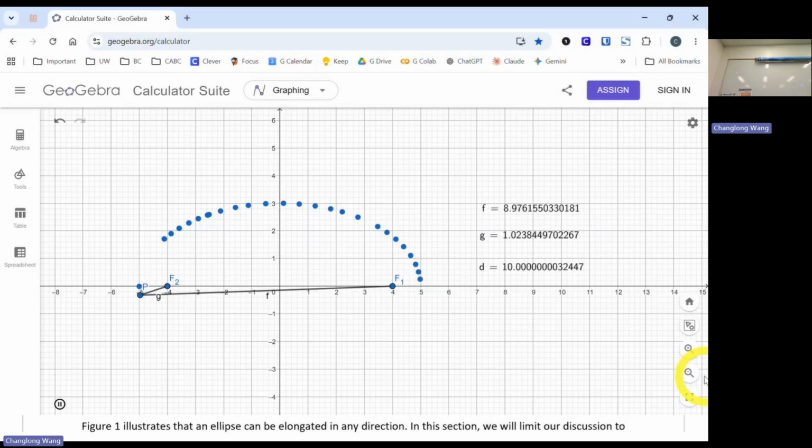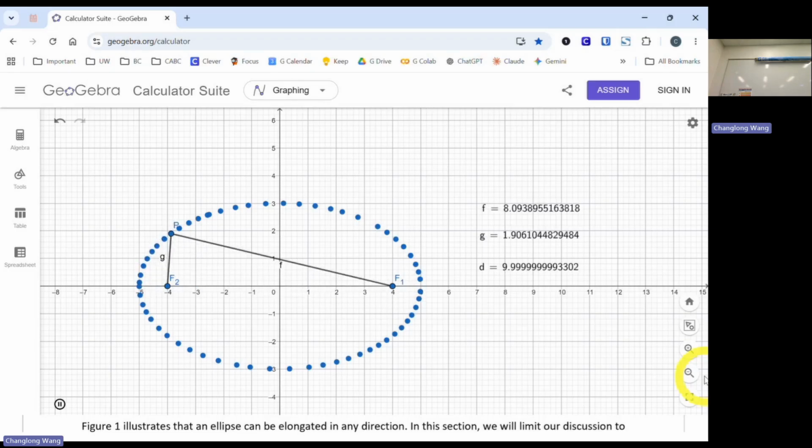So I measured the distance from a random point in the space to F1, F2, right? And the distance from P to F1 is the little f, and the other distance P to F2 is the little g. And however they change, they always add up to be, within the range of error, 10. And as you can see, the trajectory of the point P is an ellipse.